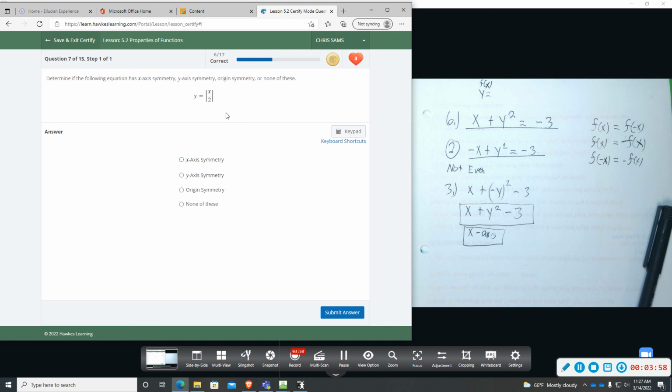All right, with this one we're going to do the same thing and figure out the type of symmetry it has.